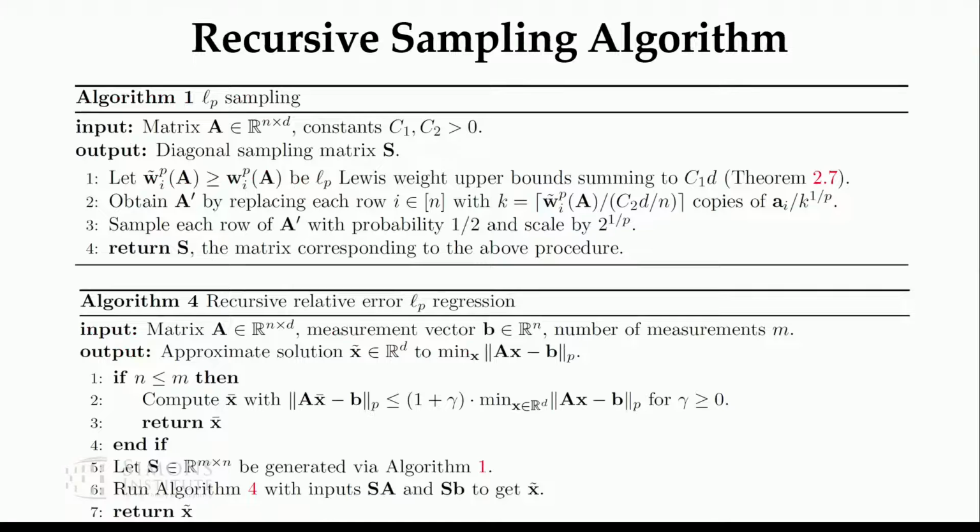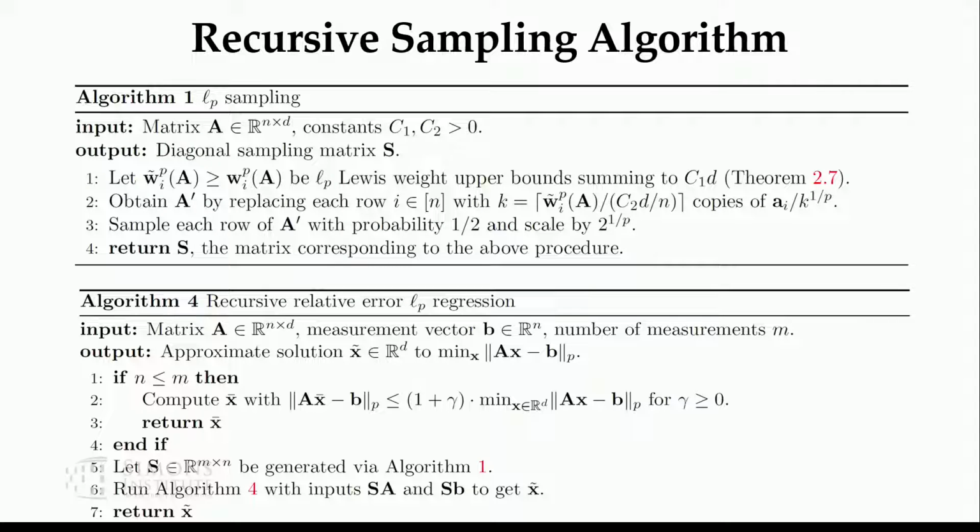So let me just say what the algorithm that we analyze ends up being. It's existential in Talagrand, but this is the algorithm from there. Here's algorithm 1, which I'm calling Lp sampling. We have the matrix A as input, and we want to output a diagonal sampling matrix S. How does it work? We first compute approximate Lewis weights. These Lewis weights w tilde_i are overestimates of the actual Lewis weights, and instead of summing up to at most d, they sum up to something slightly larger than d, C_1 times d.